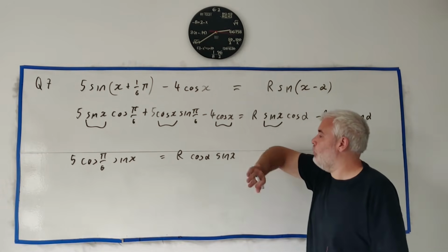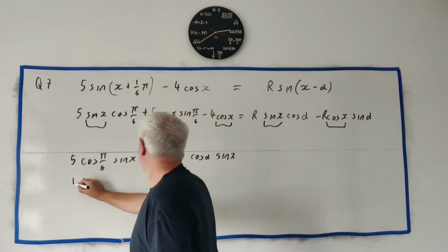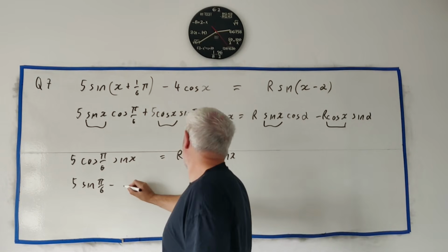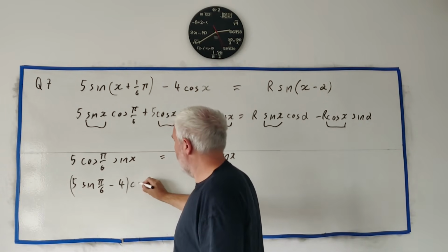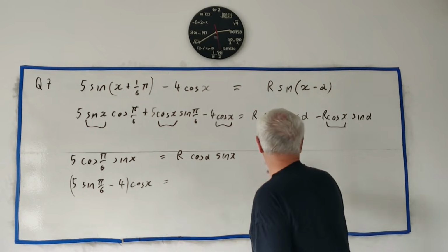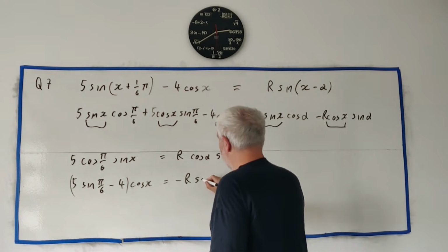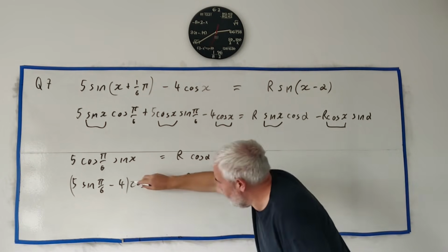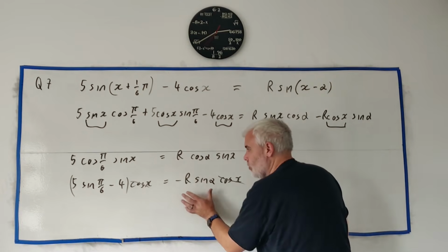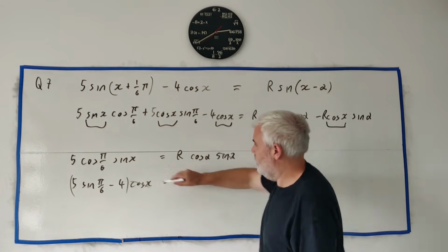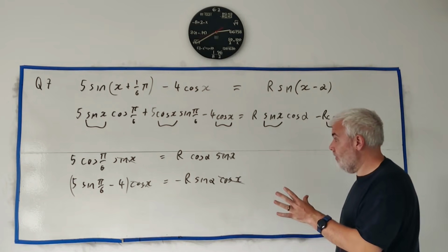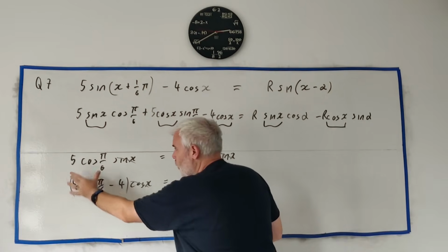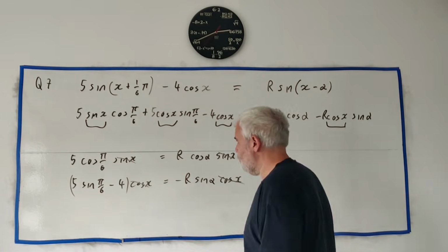And we can do the same thing with the cosine x's. Cosine x is a bit more. There's a 5 sine pi over 6 minus 4 of the cosine x's on the left. And on the right we have minus R sine alpha of the cosine x's. We can just cancel the cosine x's. That's what I mean. The coefficients of the cosine x's will be equal. We'll cancel the sine x's. We have two unknowns. We don't know R, we don't know alpha. And this is just a number. We can put it in. Let me look it up now.